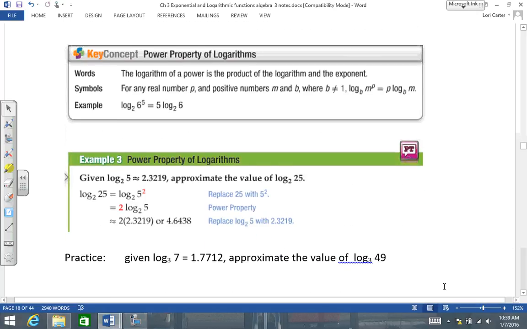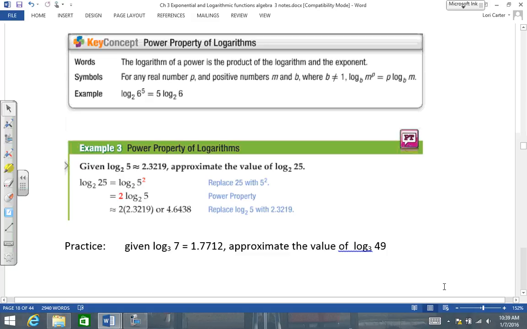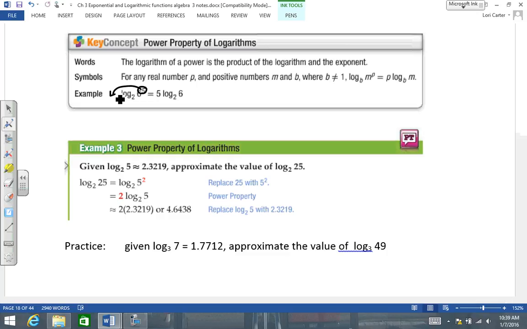Okay, power property of logs. The next one you have to learn. When you take a power to a power, what are you doing? Multiplying. So this exponent does not belong there. It must be multiplied, so it moves to the front of the log. That's what the power property is. So it moves here. That's how you get 5 times log base 2 of 6. So powers go to the front.